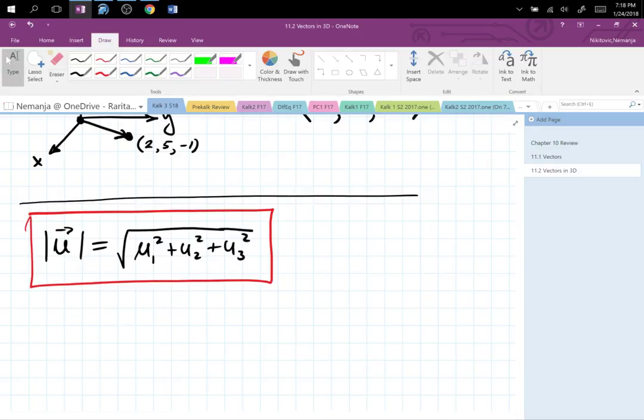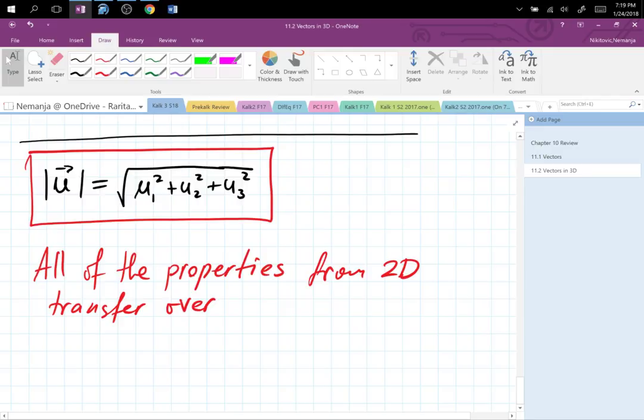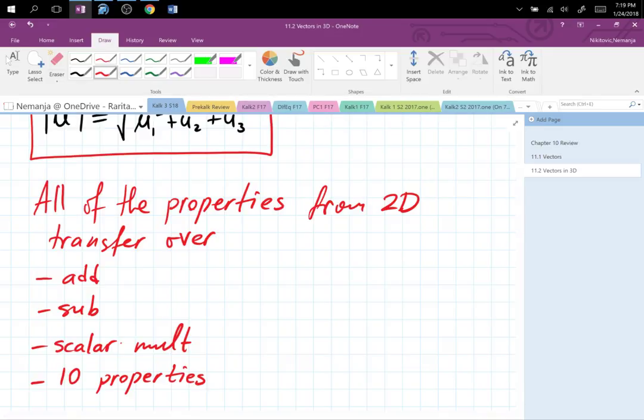And then we also have that, I'll write it in blood, all of the properties from 2D transfer over, because those properties are actually for n-dimensional vectors. Now, that includes addition, subtraction, scalar multiplication, and 10 properties we discussed at the beginning of the class. Clearly, the annoyance here will be that instead of doing 2 calculations for 2D coordinates, you will be doing 3 calculations because you have 3 coordinates now to worry about.